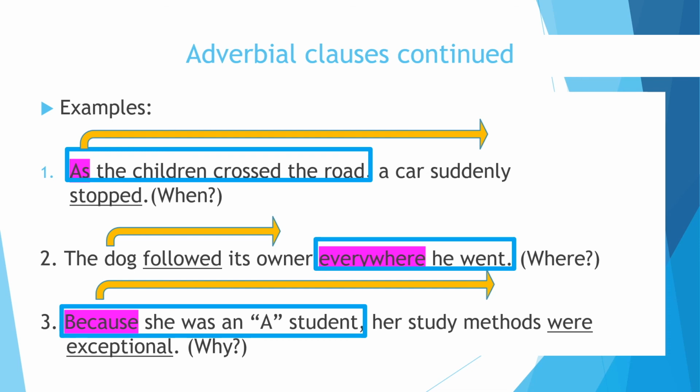Number 3. Because she was an A student, her study methods were exceptional. Because is a conjunction. Is "because she was an A student" the independent or dependent clause? Use SNT to find out. Now, we need to ask the question, does it tell us more about the noun or the verb? We also need to ask our questions: where, when, why? Why were her study methods exceptional? Because she was an A student. Thus, "because she was an A student" is an adverbial clause of reason.